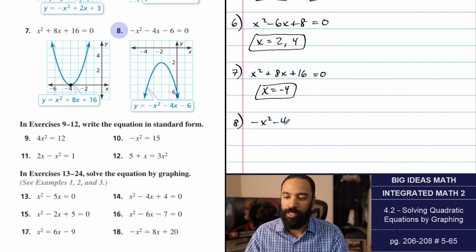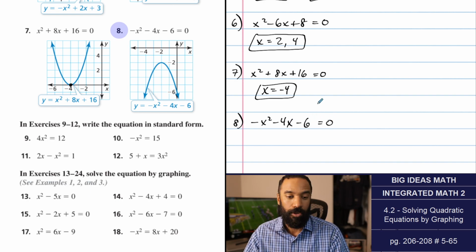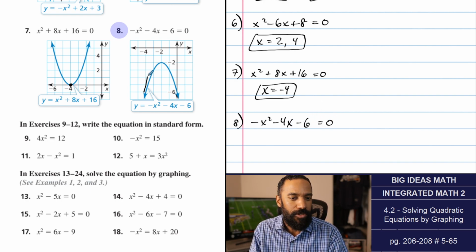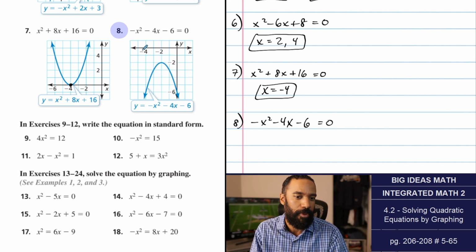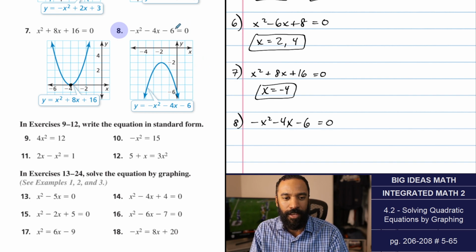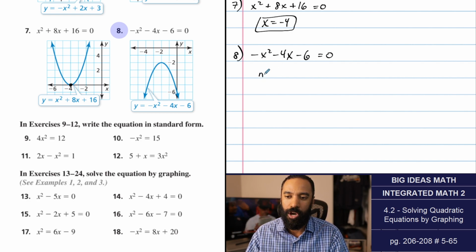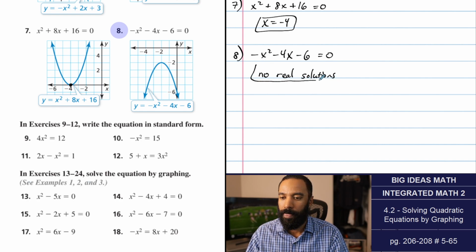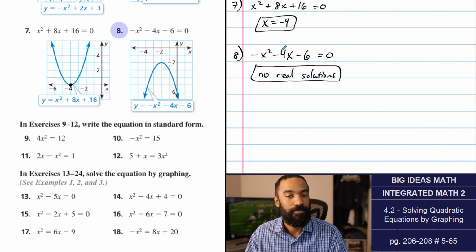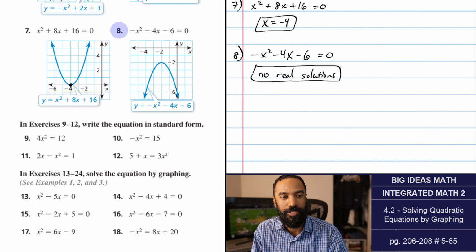Number 8, you see that this thing does not cross the x-axis at all. There is no value of x I can substitute into here to get 0 out. No matter what, it'll always be less. Remember, the y values that you get, like if I plug in -2, I'm going to get -2 for y. If I plug in -4, I'm going to get this value for y. We'll never get 0. We'll always stay negative. There are no real solutions to this, only what are called imaginary or complex solutions.